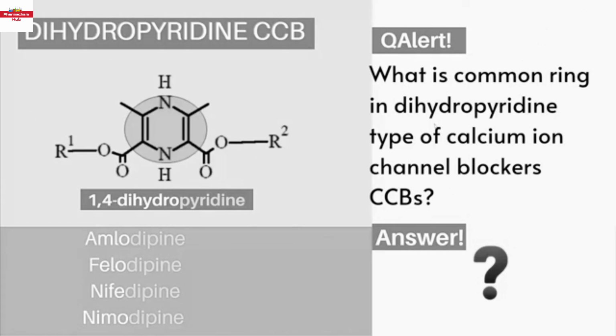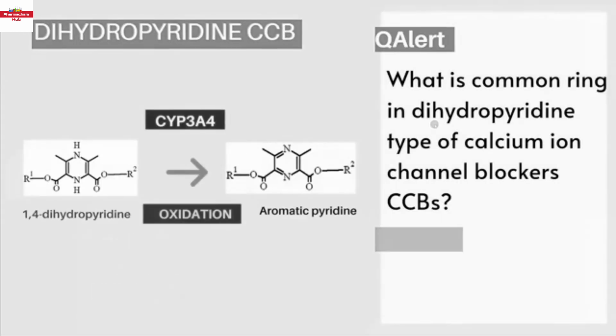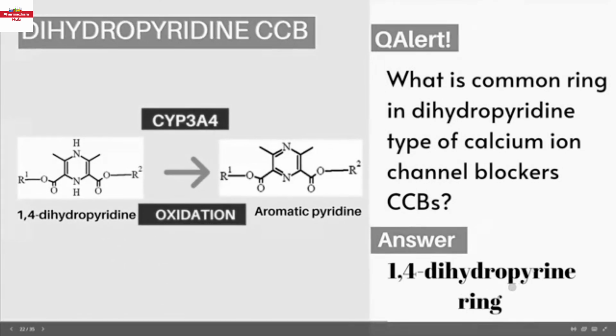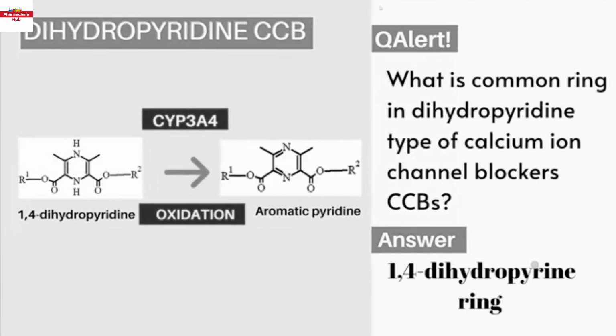Also, the keyword here is 1,4-dihydropyridine ring. So the spelling required here is pyridine. So the dihydropyridine ring is present in this one. On a little bit of a side note, I like to mention that dihydropyridines, like amlodipine, nifedipine, nimodipine, and also felodipine, all those dipines undergo an oxidation reaction by the enzyme called CYP3A4.